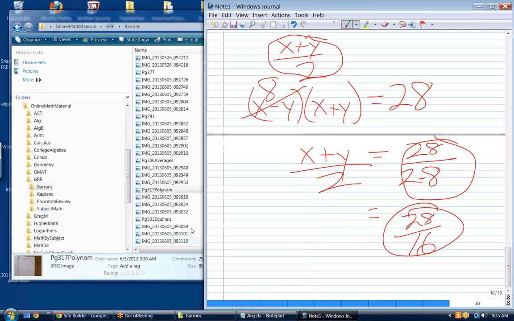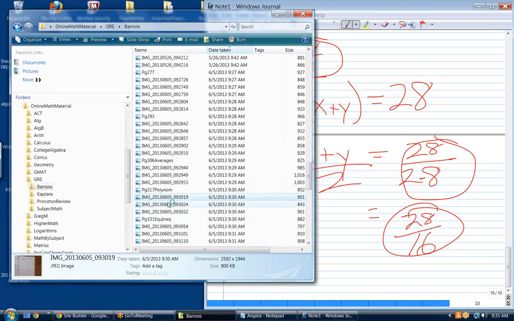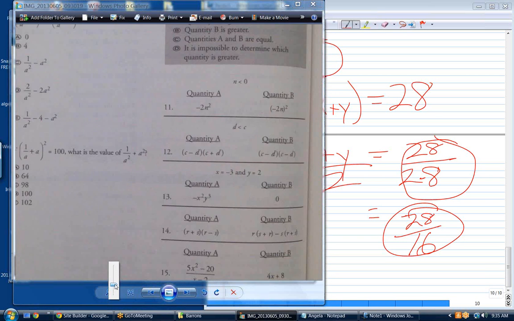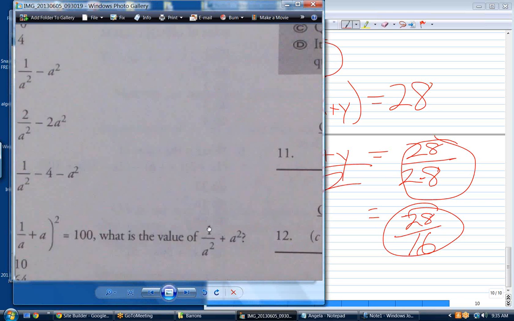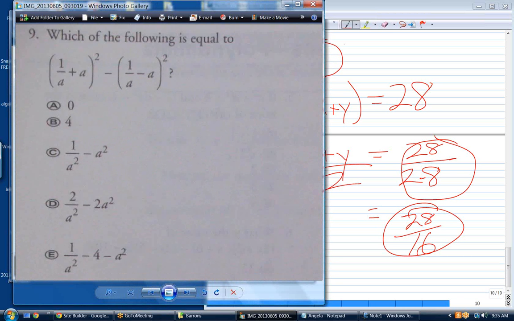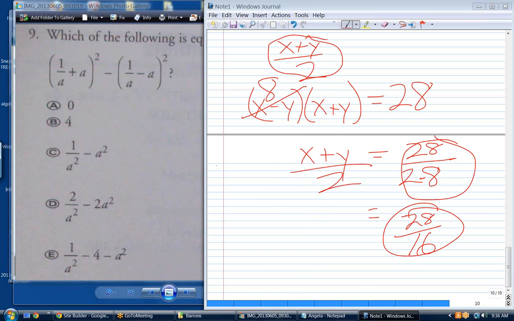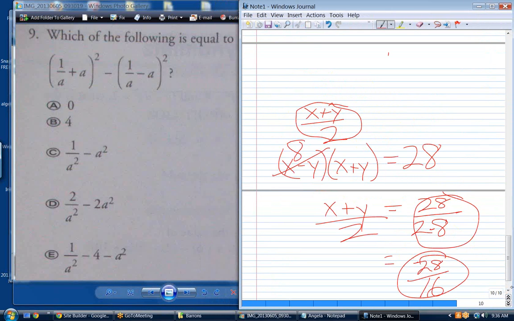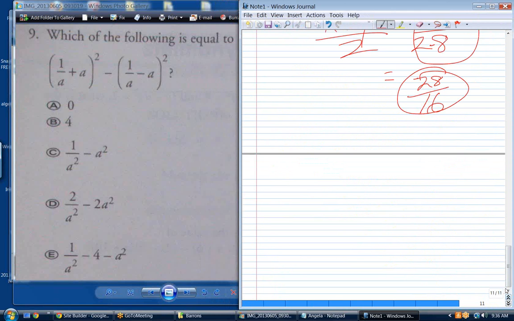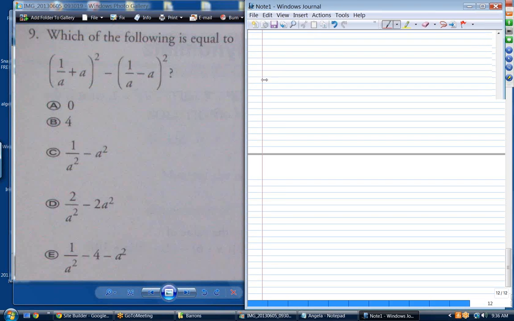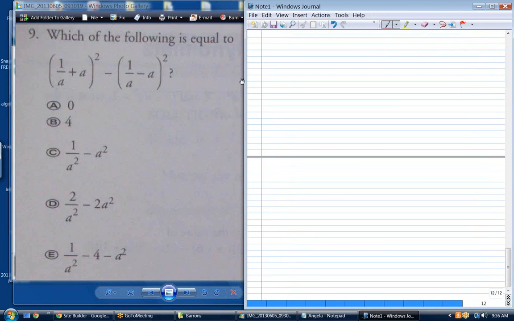So I need the next page here. Hopefully I took a better picture of this one. I did. Amazing. What a steady hand. Oops. That's right.